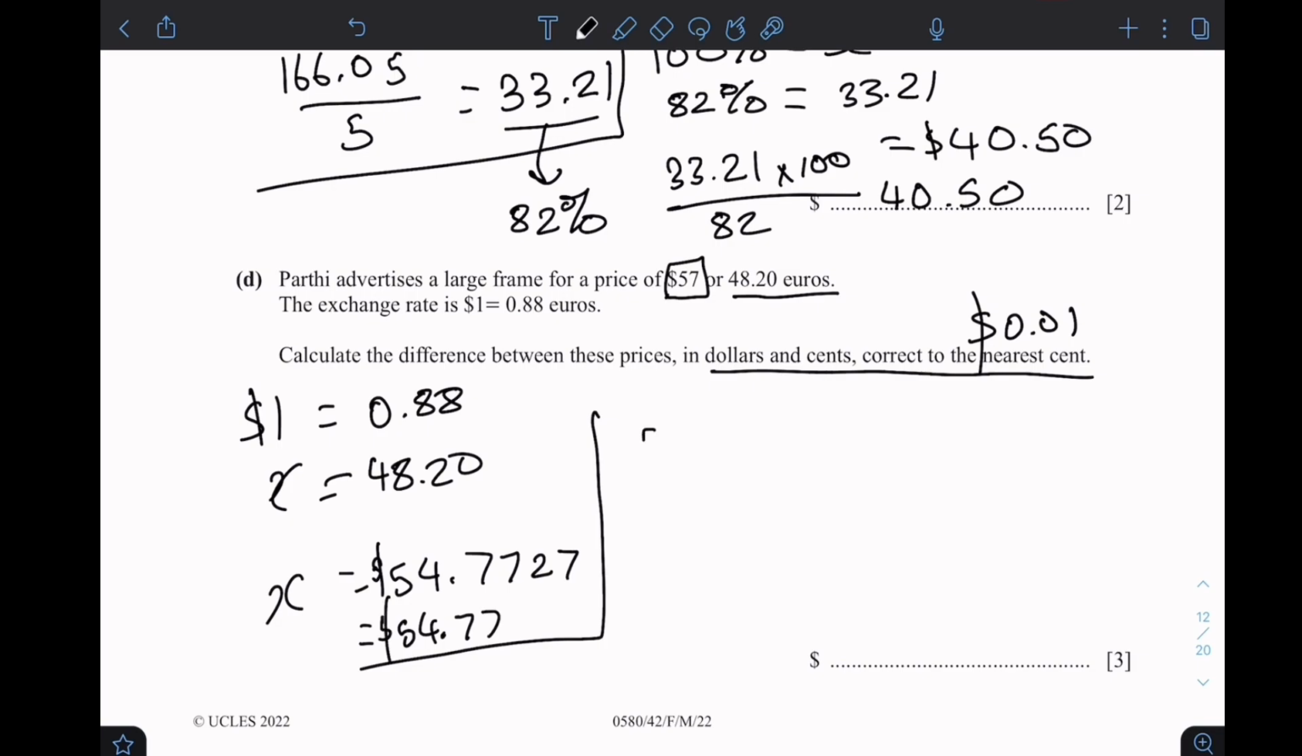So I need to calculate the difference. I do 57 minus 54.77, which is equal to $2.23.